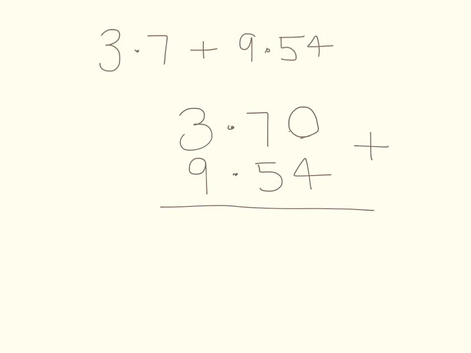So 0 plus 4 is 4, 7 plus 5 is 12, put down the 2, carry the 1, but then my decimal points line up, so I have to put my decimal point there. Then 1 plus 3 plus 9 is 13.